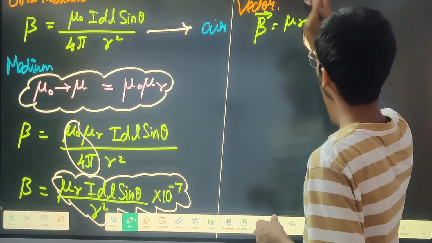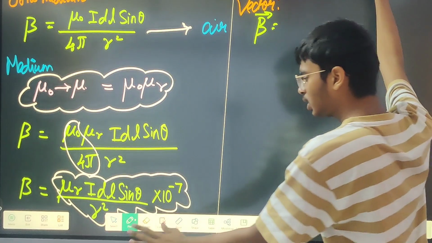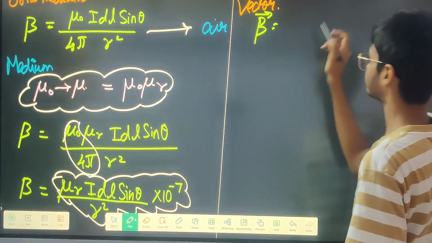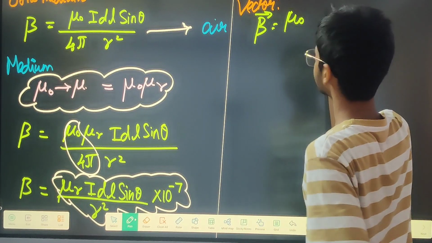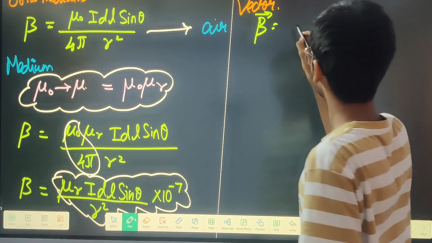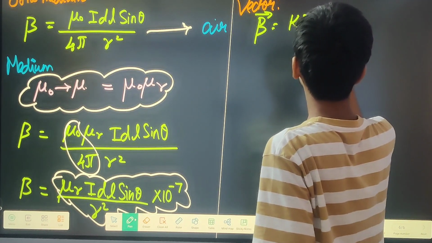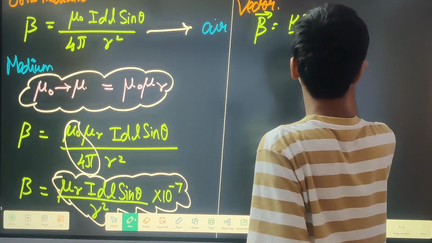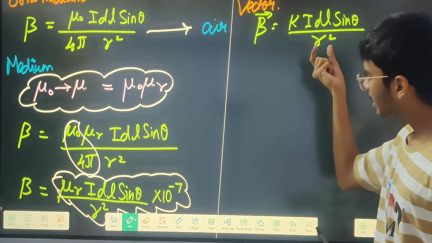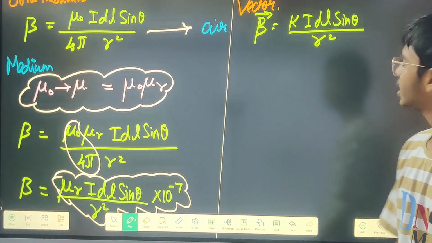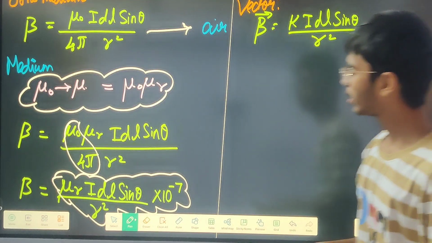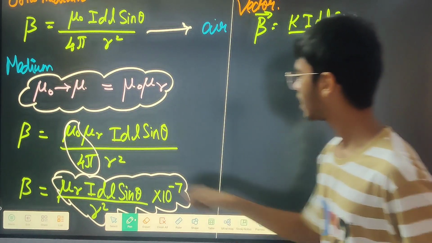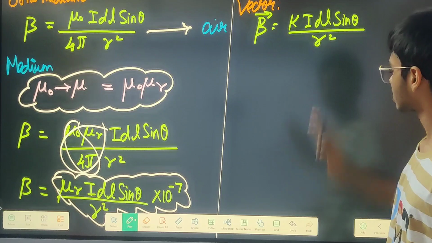Sorry, this is not in medium. I'm going to write it in air only, because in medium, all you have to do is substitute. Just k is enough. So B is equal to k I dl sine theta whole divided by r square. In case of a medium, in place of k you are going to substitute this total value, not r square, just this one.